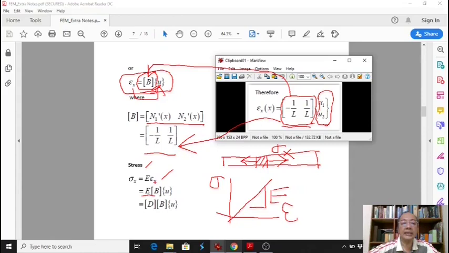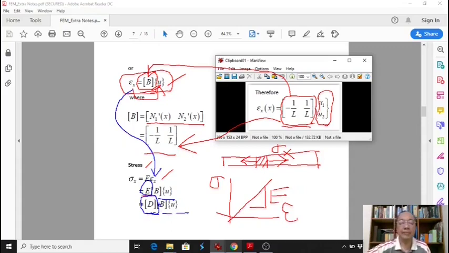So strain X just now is equal to Bu. So we substitute strain equal to Bu here. And if we replace the term E by D, this becomes DBu. This is famous also in the finite element method. This is the material matrix D. Okay, so stress is equal to DBu.